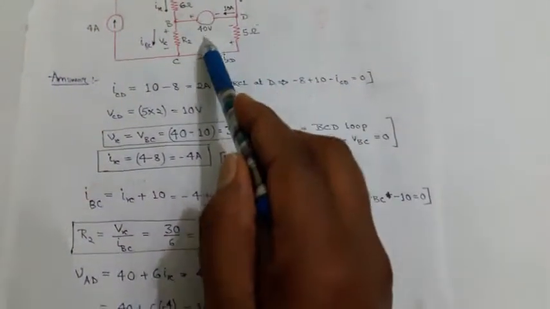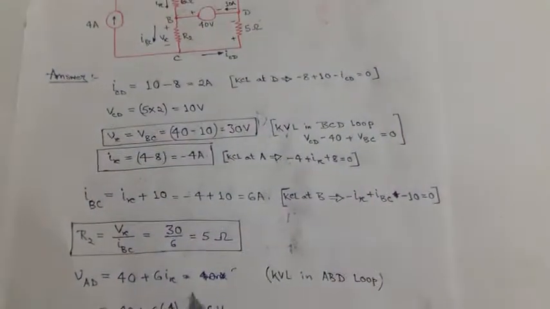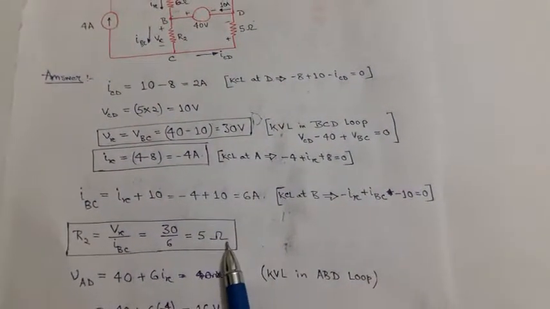Now from here I can find R2. This is R2, and this R2 is nothing but Vx by IBC. So Vx by IBC, that is 30 by 6, equal to 5 ohm.